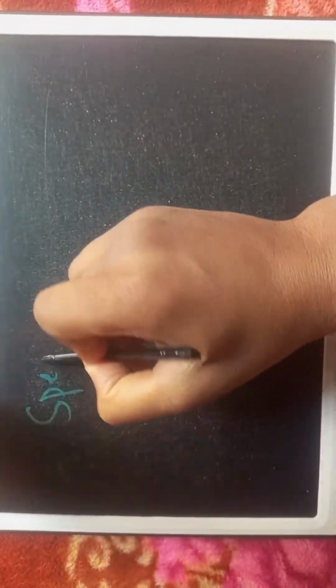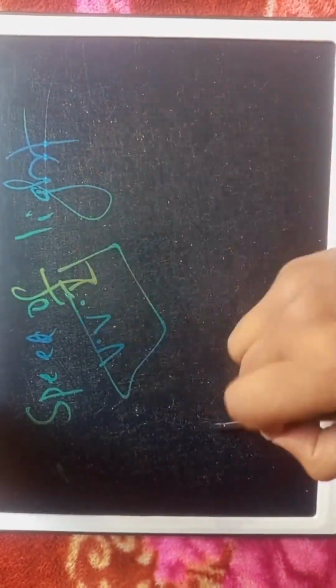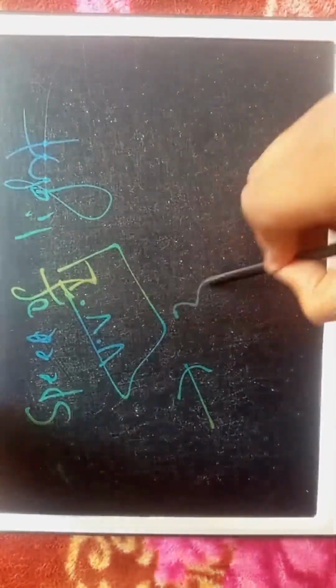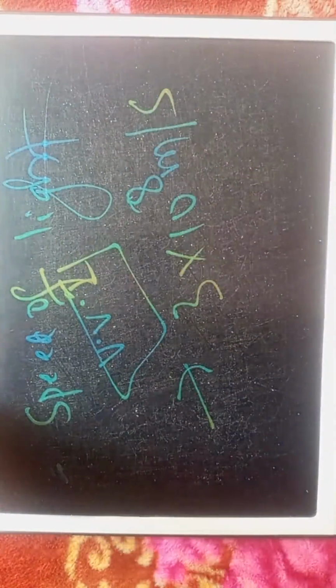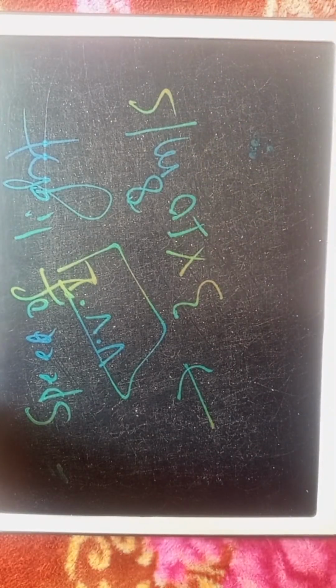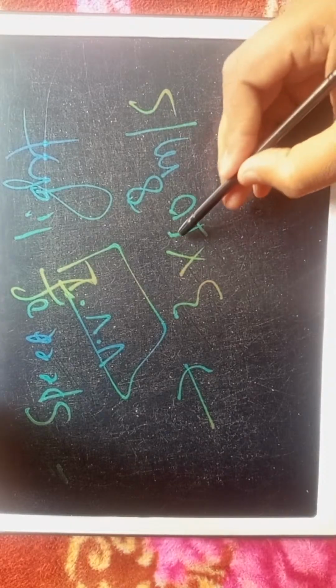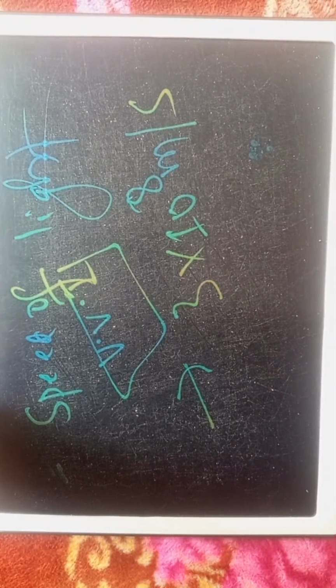And another most important question: speed of light. What is the speed of light? Speed of light is 3 into 10 to the power 8 meter per second. Most important for class 10. Value of speed of light, 3 into 10 to the power 8 meter per second.